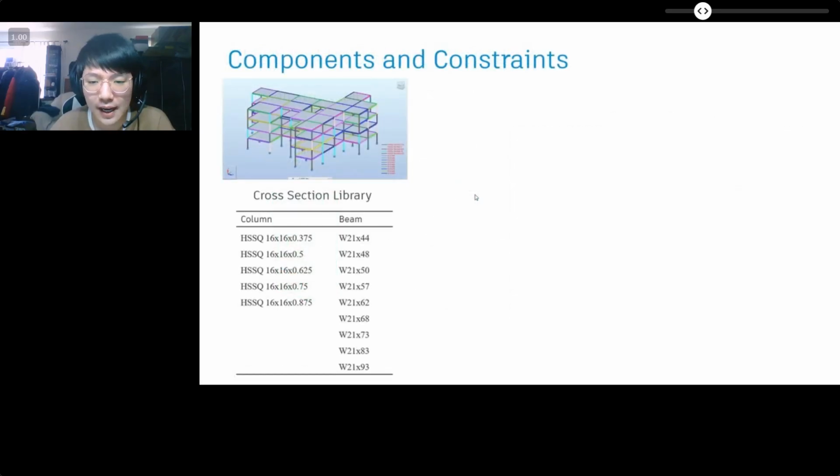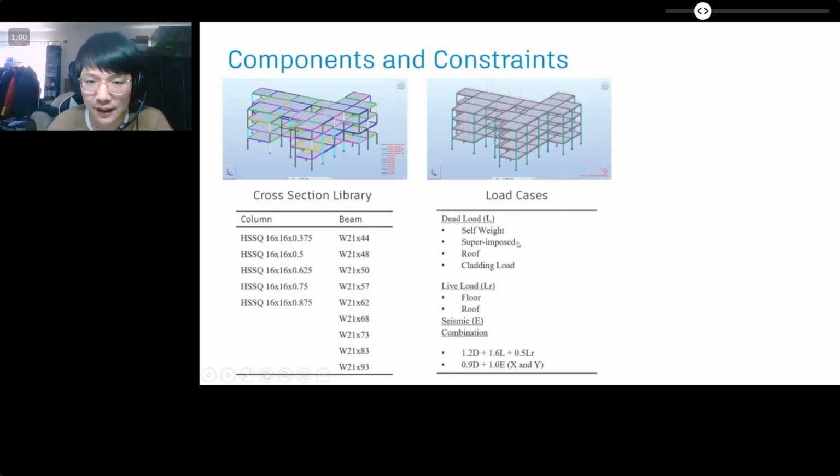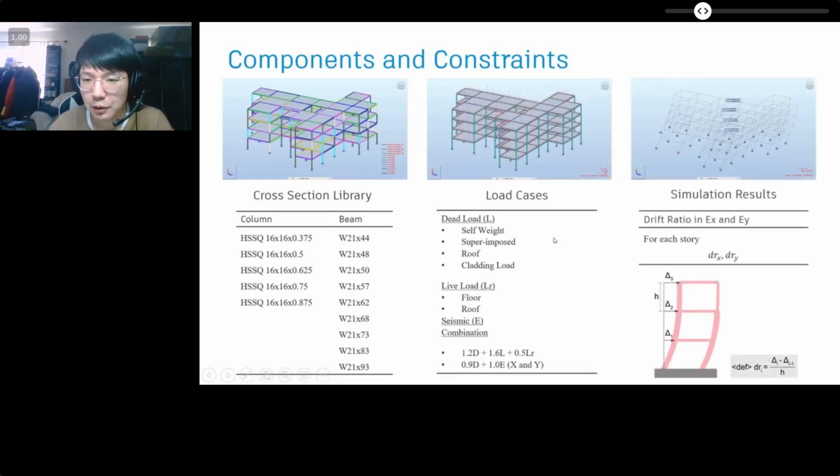Let's take a deeper look at the size design process. So structural engineers usually have a list of cross-sections to choose from. So instead of one continuous variable, these are discrete options. Load cases are defined in structural simulation, and we're particularly interested in drift ratio, which is defined as the ratio of relative lateral displacement of a story to story height.